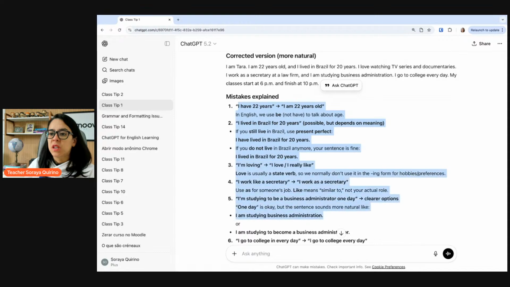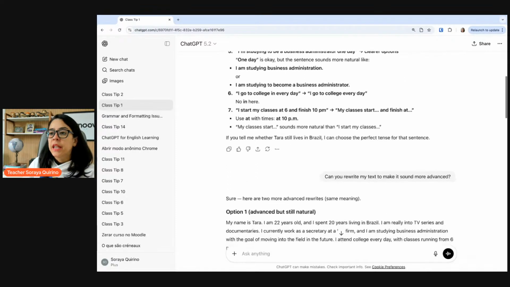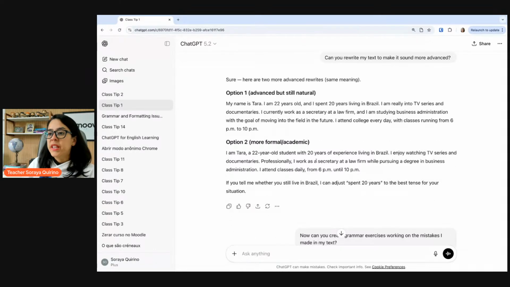You see? Like it is explaining that we don't usually say I'm loving. It says we should say I love you. And can you rewrite my text to make it sound more advanced? So it gave me 2 different options. You see how interesting it is?